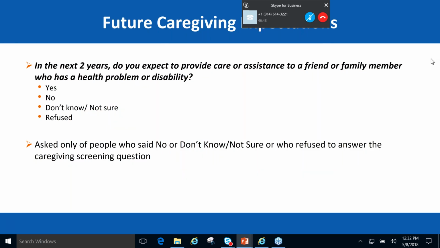So as I mentioned before, people who say that they are not currently caregivers, or people who said they didn't know or weren't sure on that caregiver screening question or who just didn't answer it at all, are asked, in the next 2 years, do you expect to provide care or assistance to a friend or family member who has a health problem or disability? And so this is just trying to project a bit to see not only who is currently providing care, but who thinks that they will be providing care in the future. So this can be useful for states for planning purposes, or just to get a sense of what people's expectations are around care in the future.